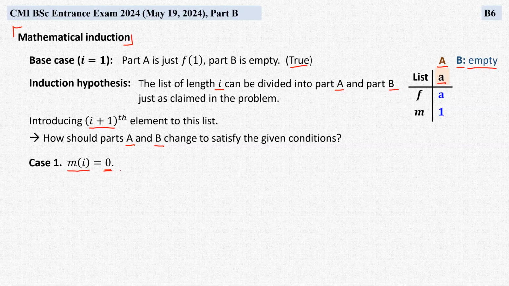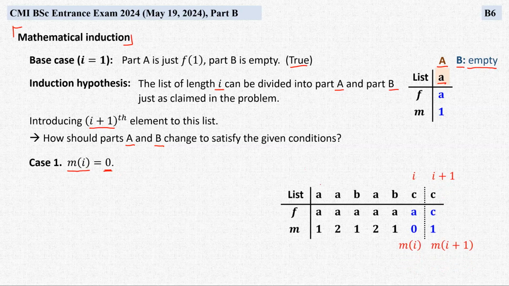equals 0. One example of this case is a list of 6 elements taken from our previous 15 element example, and we want to introduce a new element c to this list. In this case, the current value of function m is 0. And because m of i is 0, function f must change its value to the new element c, and because m of i is 0, it can only increase, hence the next value of m is 1.